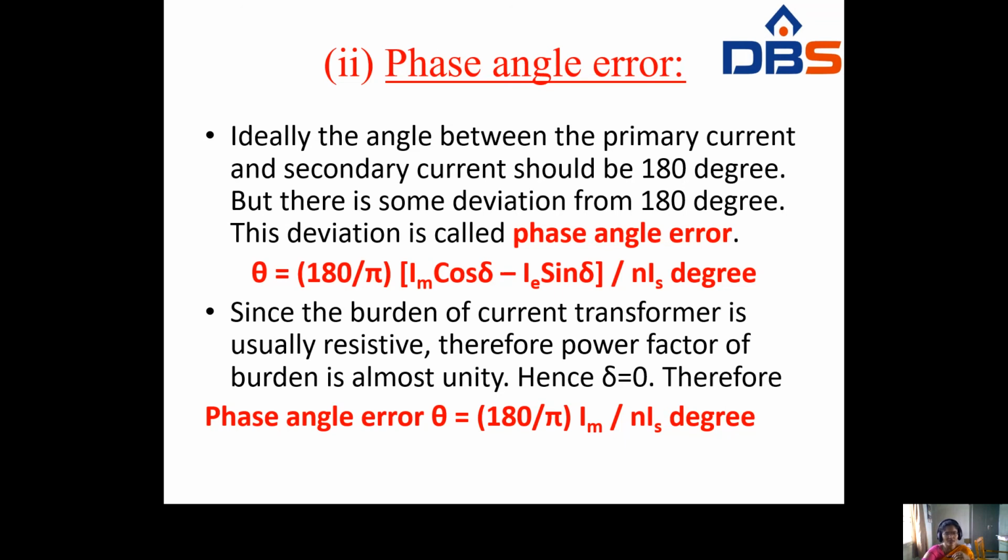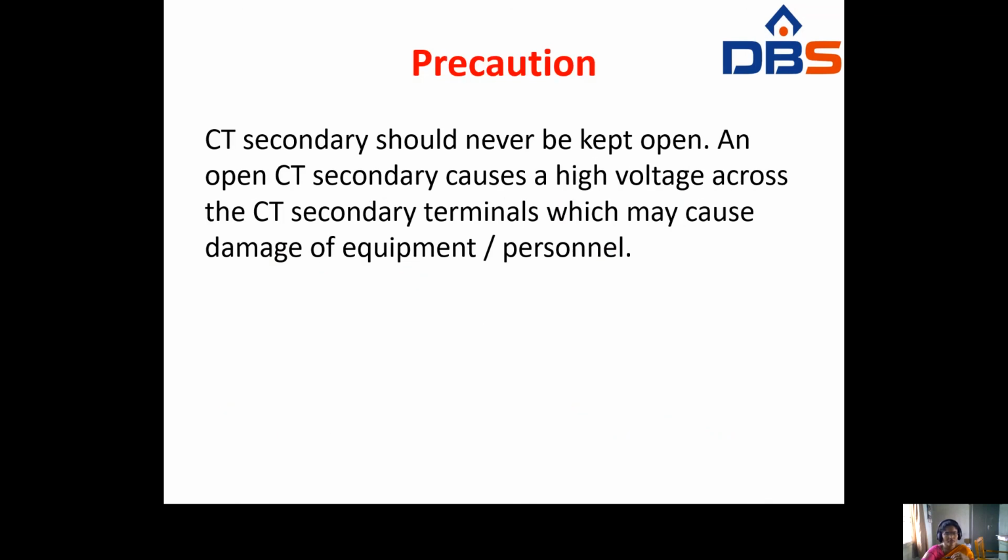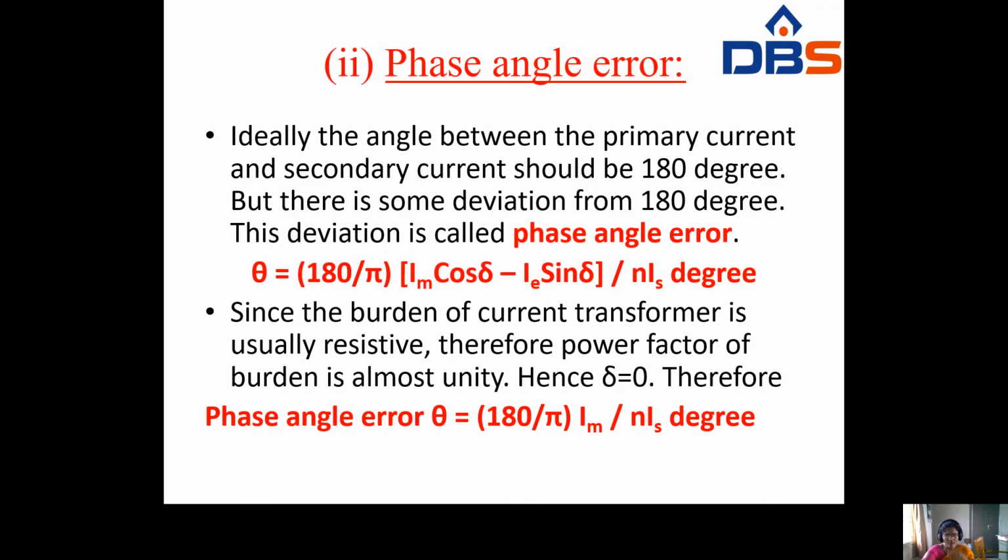So whenever zeta is equal to 0, you substitute zeta equal to 0. Sin 0 will be 0 and cos 0 will be 1. So the formula becomes 180 by pi into Im times 1 divided by n into Is degrees. This is the phase angle error formula in the current transformer.